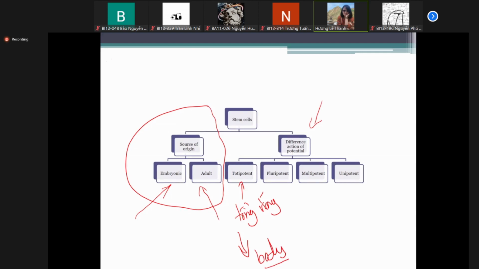And pluripotent, tế bào gốc toàn năng, they can differentiate into any cell type in your body, but it's very difficult to make a complete body.